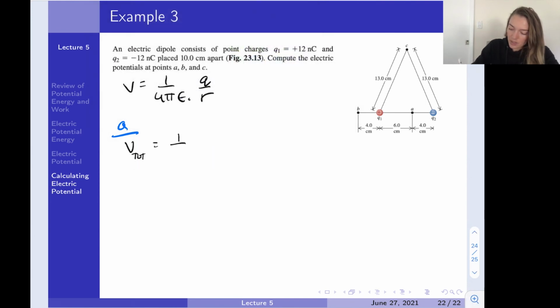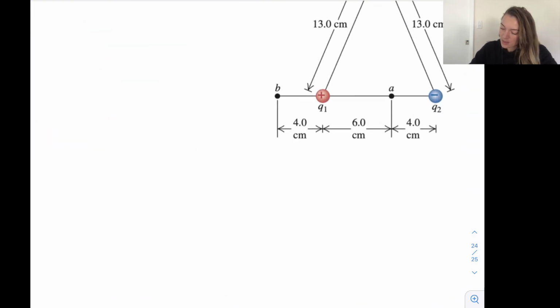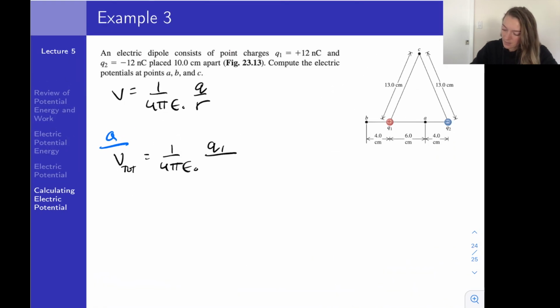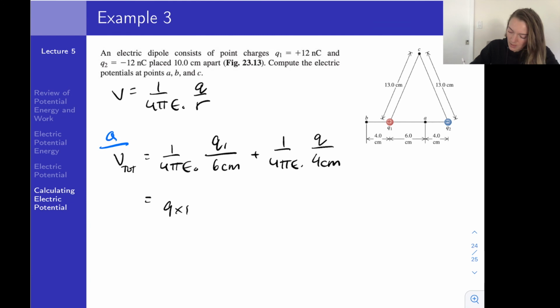Our total potential will just be the contribution from Q1. So we've got Q1, and the distance from Q1 to point A is just 6 centimeters, as we can see here. So let's put in Q1 over 6 centimeters. And then we add up the contribution from Q2. Q2 is 4 centimeters from point A. So let's plug some numbers in.